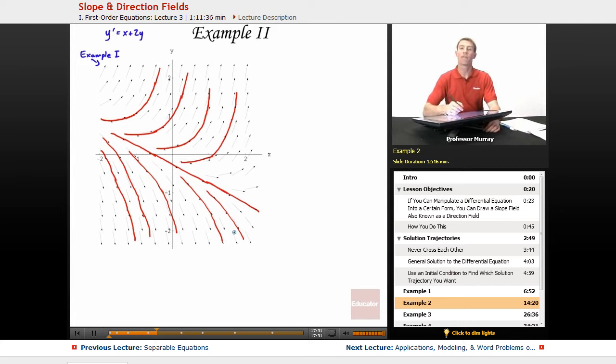The point of these is that any one of these red curves would be a solution to this differential equation. Any one of these red curves, because they're obeying the slopes at every single point, means that they're obeying the differential equation at every single point. So they're solutions to the differential equation. Every one of these red curves is a solution to that differential equation.